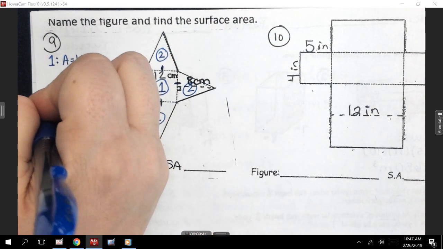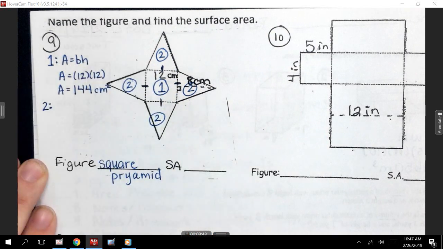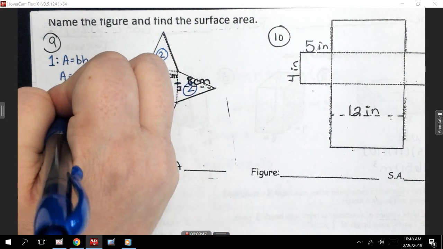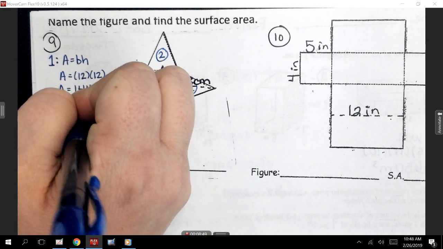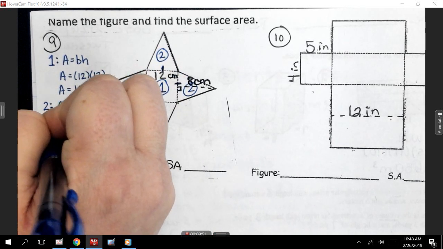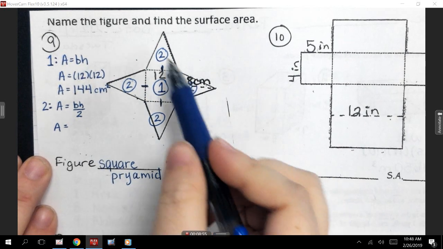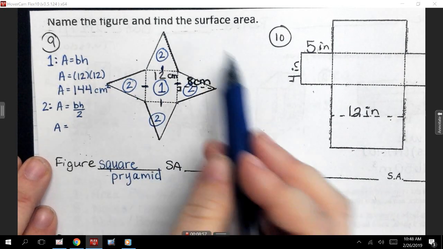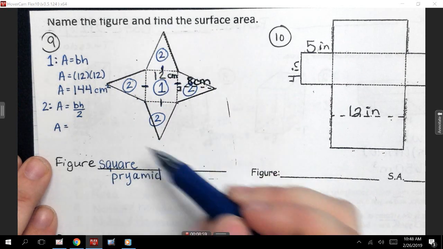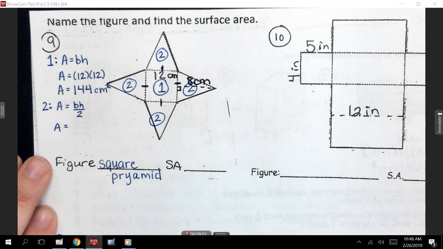So now I'm going to go over here. I'm going to do shape 2. What formula do I need for a triangle? Devon. A equals BH divided by 2. Now, Hunter, I know you had your hand up for something different, but I'm going to go ahead and ask you this. If I'm looking, remember, I can look at any triangle on there because they're all the same, right? Which triangle on here will show me my base?